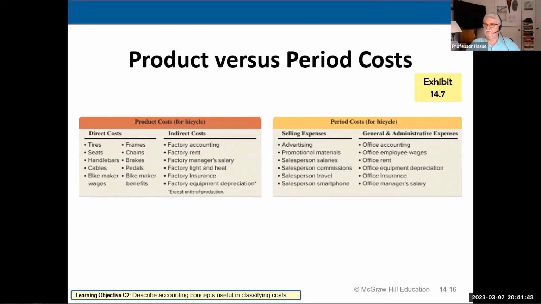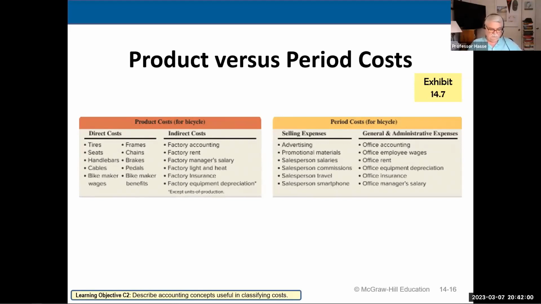Product costs, period costs, direct costs, indirect costs, material costs, labor costs, overhead costs. It's enough to make your head spin. But this is the details of efficiently run organizations.